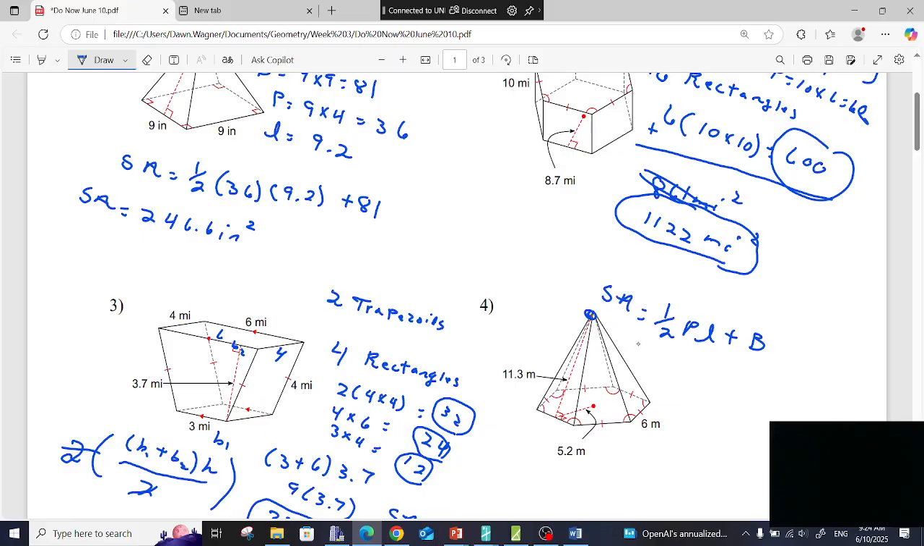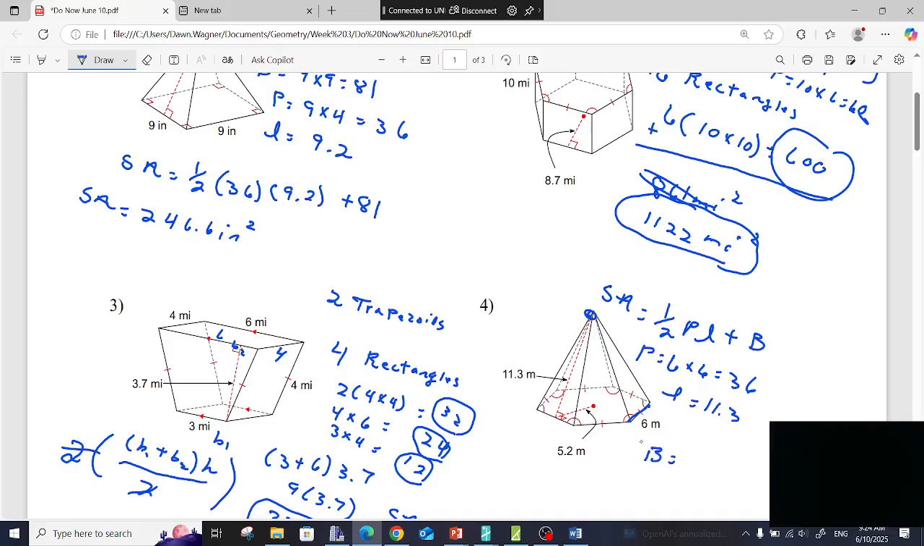Okay, so now I get 1/2 perimeter times slant height plus area of the base. So again, perimeter is all the way around, and this length here is 6, and I have 6 sides. So 6 times 6 is equal to P, which is 36. My slant height is 11.3.